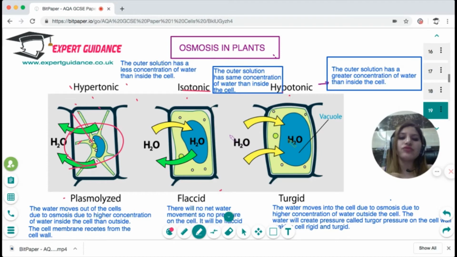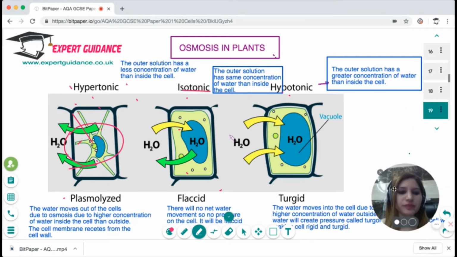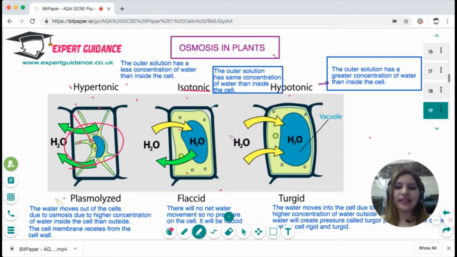That pressure is known as the turgid pressure or the turgor pressure, and that keeps the plant cell in its proper shape. On the other hand, if we place it in an isotonic solution, it will have the same concentration of water outside and inside. So there's no net movement of water. As a result, no pressure will build up and the cell will be soft. So in the plant cell, there are three terms: turgid, plasmolyzed, and flaccid, and you need to remember these terms.